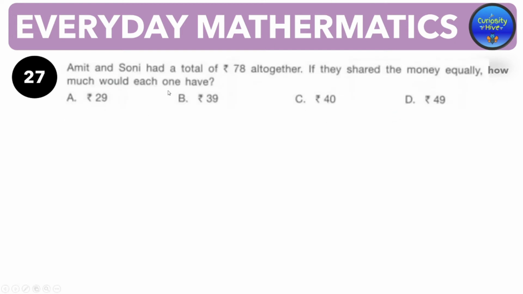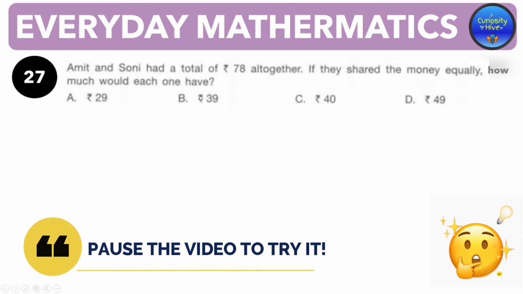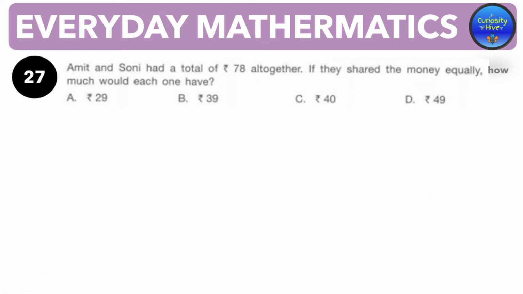Let's head to the next question, which says, Amit and Sony had a total of rupees 78 altogether. If they shared the money equally, how much would each one have? This is an easy one. I hope you have got it right. We need to divide 78 by 2, that is we need to half it, and 78 divided by 2 is 39. So your answer is option B.